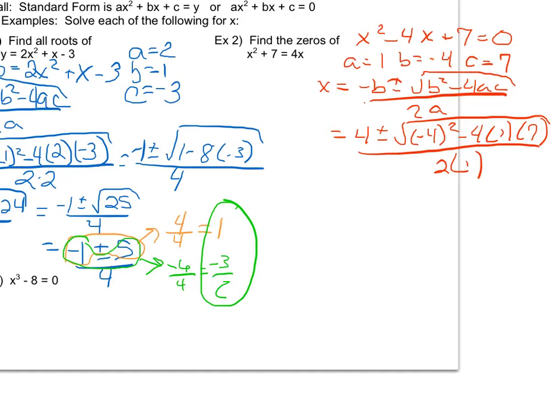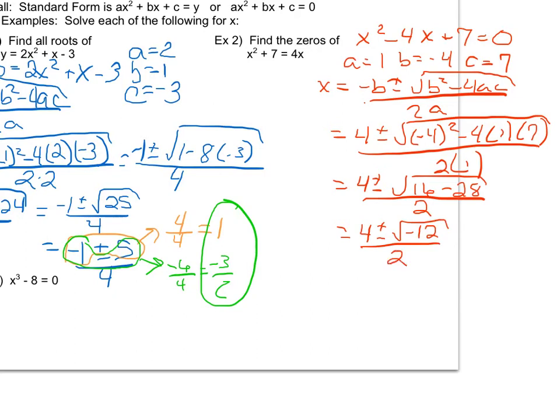Again, from here, I'm going to go ahead and use order of operations. I know if my negative is inside of the parentheses, when I square it, it becomes positive. So I know this is going to become 16. 4 times 1 times 7 is going to be 28. So I have 16 minus 28 all over 2. 16 minus 28 is going to be -12.